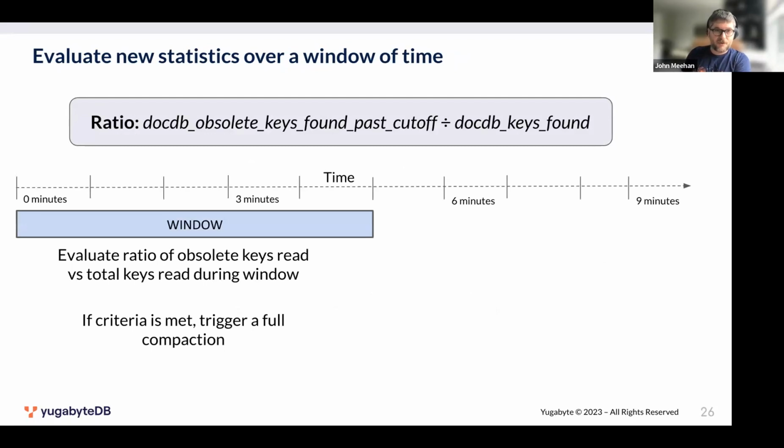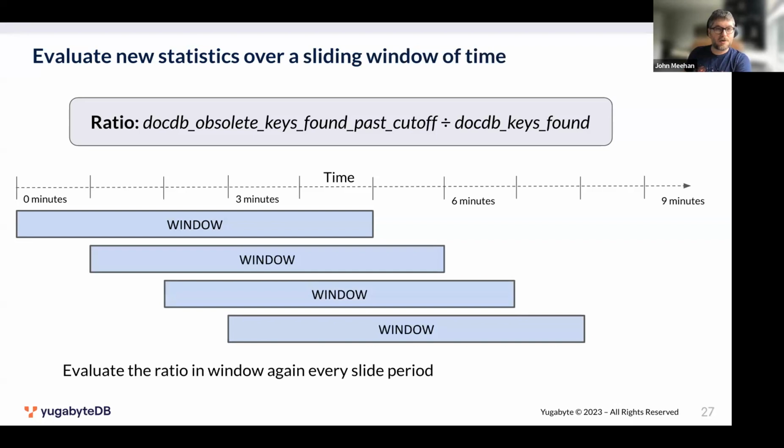And we keep track of that information over a window of time. By default, we keep track of this over a 5-minute window. So we evaluate that ratio of obsolete keys over total keys over that window of time. And if we detect that the ratio and a couple of other factors meet the criteria, then we trigger a full compaction on the tablet. And that window is a sliding window of time. By default, we evaluate this window every minute and just shift the window by 1 minute each time we evaluate.